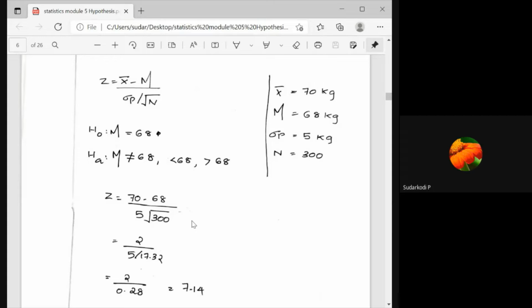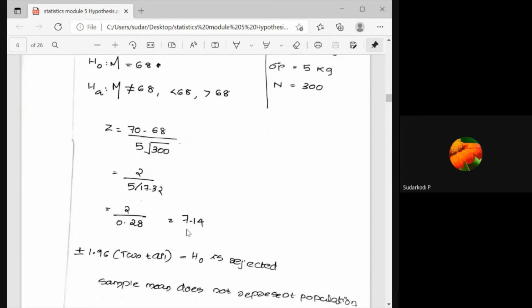Apply the z-test formula and you are getting the answer as 7.14. So in the second sum, you are getting the answer as 7.14. Since it is two-tailed, you have to check whether it lies between plus or minus 1.96. If it is one-tailed, you have to check between plus or minus 1.68. So here you are getting an answer of 7.14, right? So it does not lie between plus or minus 1.96, so your H naught is rejected.